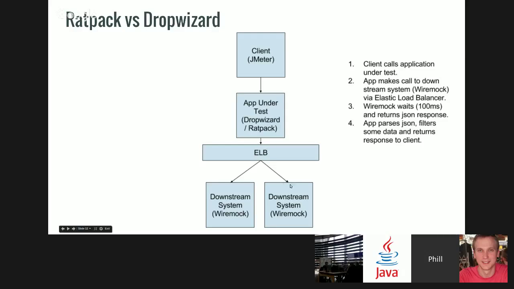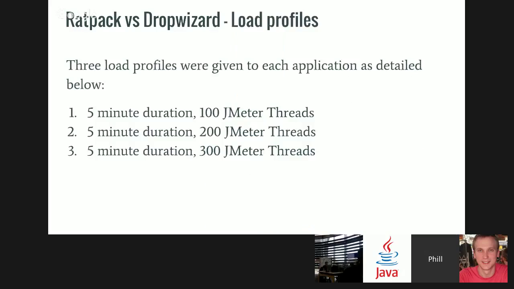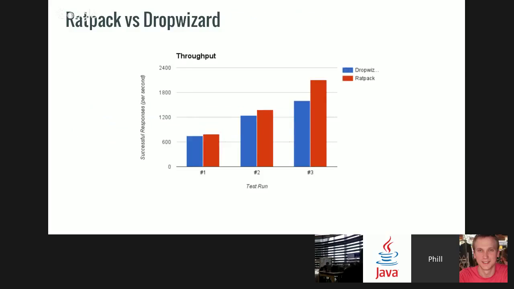When the response comes back from our downstream system, we just had to filter out and do some sort of string manipulation on a JSON response and then send that back to the client. And in a nutshell, that's what the application we're building will be doing, obviously with a lot of extra functional requirements. So we hit it with 3 different load profiles, all 5 minutes in duration: 100 concurrent requests, then 200, then 300, and then looked at the results.